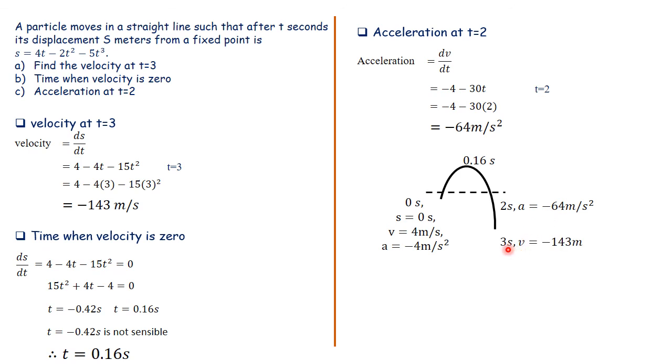At the third second, velocity is negative 143 meters per second. It should be 143 meters per second. And why is it negative? Because velocity is increasing towards the negative direction.